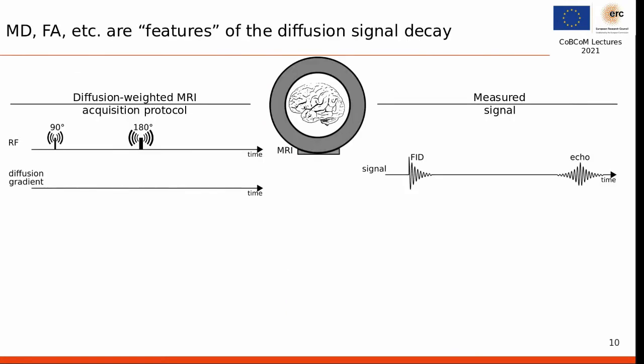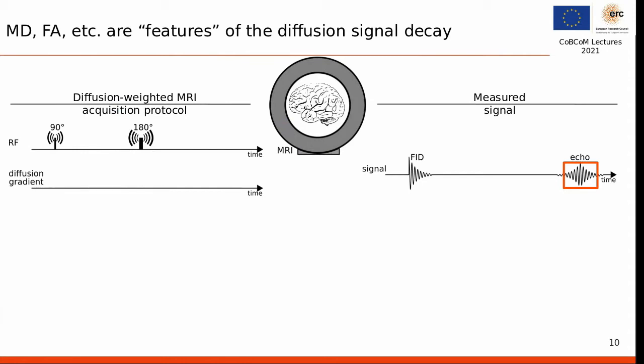Mean diffusivity, fractional anisotropy, etc. are features of the diffusion signal decay. But what is this diffusion signal decay? So here on the left, I report the diffusion-weighted MRI acquisition protocol, and on the right, the corresponding measured signal. So we see that the protocol has some lines. The first one is the radio frequency pulses, and then the second is empty and corresponds to the diffusion gradient. And in this setup, we will measure the signal on the right, and especially we will sample what's called the echo of the signal.